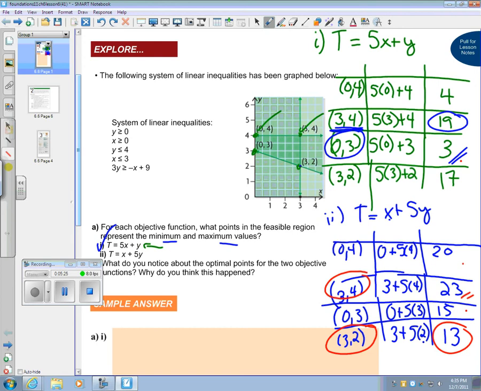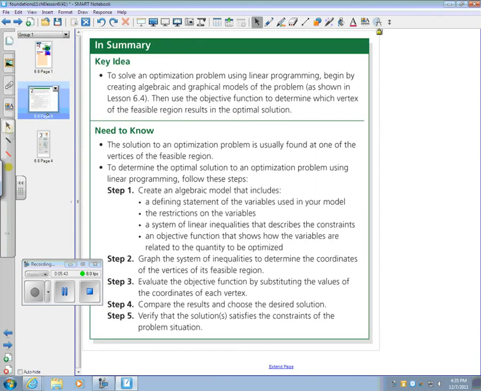Maximums and minimums. Okay, so again, we're testing the vertices of the feasible region into our objective function to optimize, whether we're looking for the maximum or minimum. So you guys are saying this is nothing new. In fact, this is what's new. So what we're going to do now, we're going to solve an optimization problem using linear programming. We're going to begin by creating algebraic and graphical models.